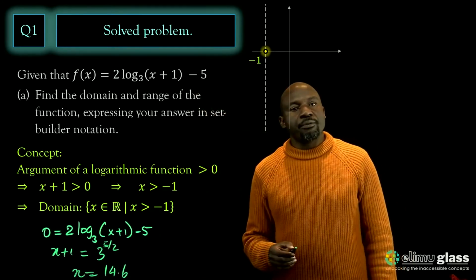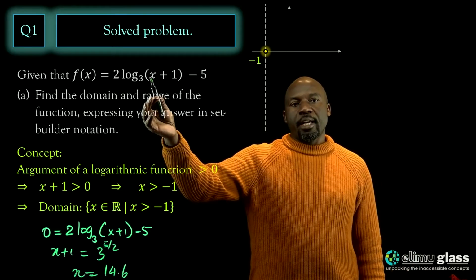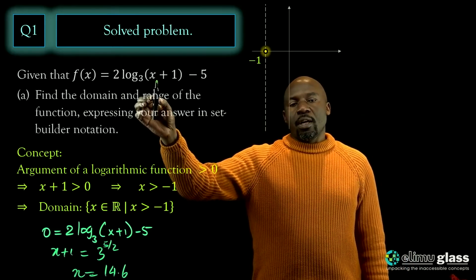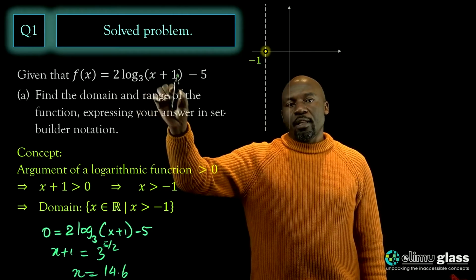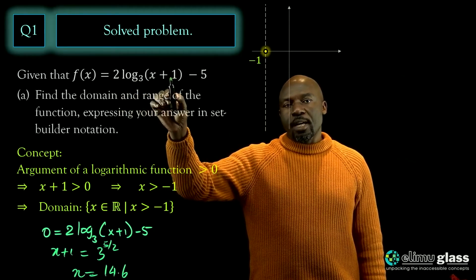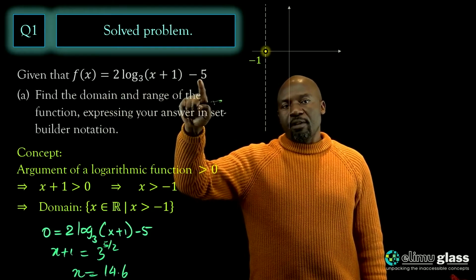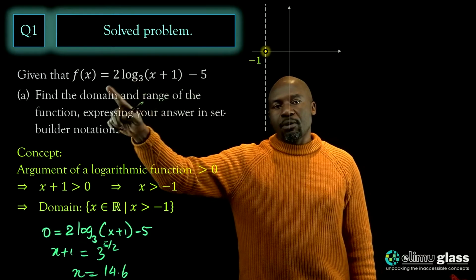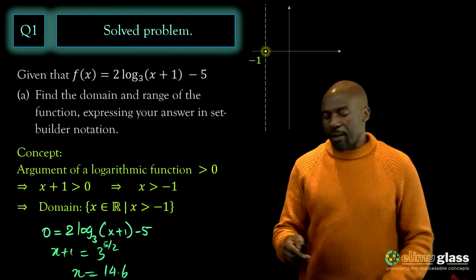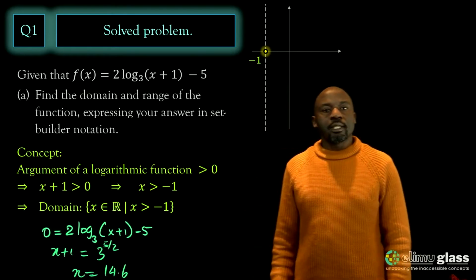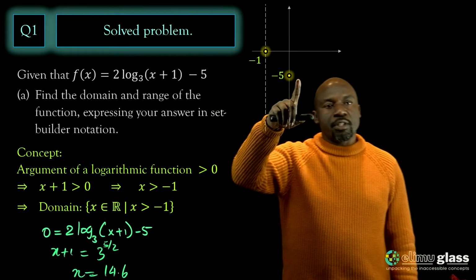Where does the graph cross the y-axis? The graph crosses the y-axis when x is 0, and so where x is 0, right? So if we put 0 there, this log to base 3 of 1 is 0, so this term disappears, and we have -5, which means the graph will cross the y-axis at a point where y is -5. So substituting those in, so -5 there, that's where the graph crosses the y-axis.